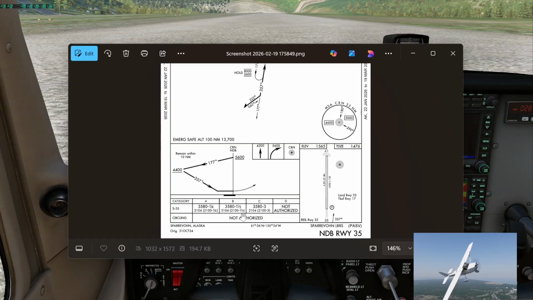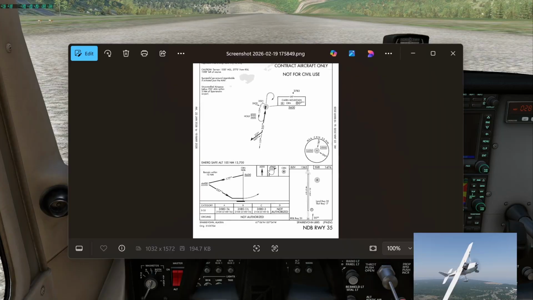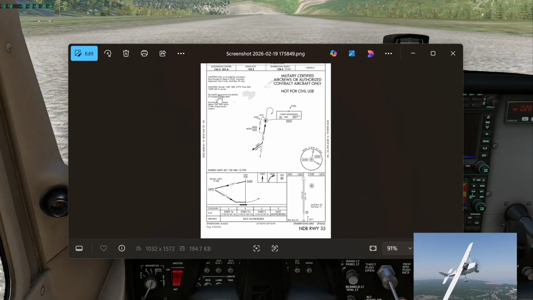Circling is not authorized. We're on contract. Remember, a successful go-around is improbable if initiated past the missed approach point. Today, we have VFR conditions.